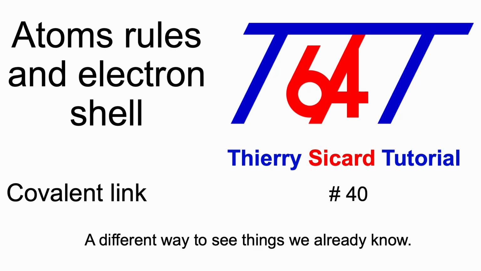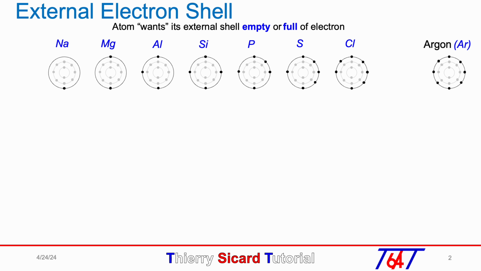Hello everyone, in this theoretical tutorial number 40, we will review the atom electron shell structure and how atoms use it to build ionic or covalent link crystal. In the top sentence, I wrote the verb "want" in quotes, because it is difficult to say that atoms want something as we want something. It is more that atoms follow some rules, such as the fact that the external electron shell must be full or empty.